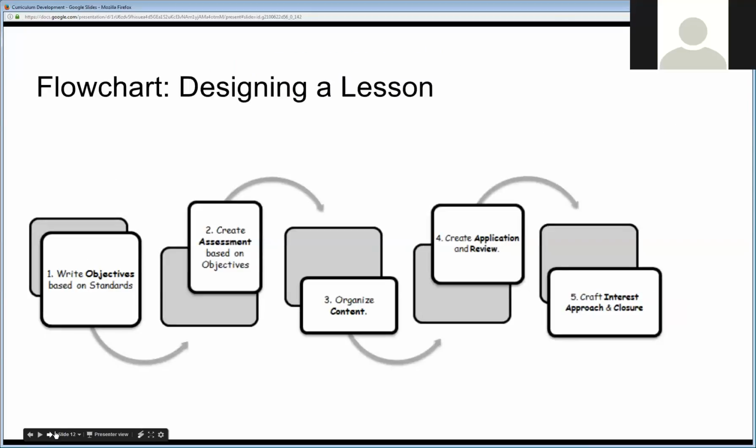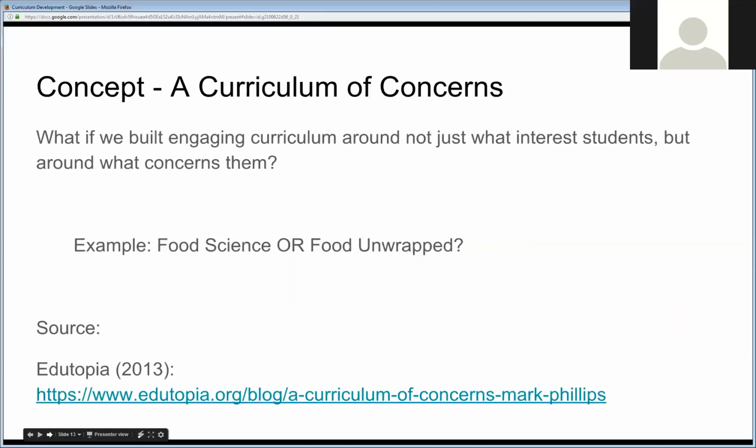I went ahead and threw this in here to remind you, for some of those, like, how do I design a lesson? We start with those objectives, then we create the assessment, then we organize content, then we review the application, create a way for the student to apply it, and then, and only then, do we craft the interest approach and the wrap up, the fun activities.